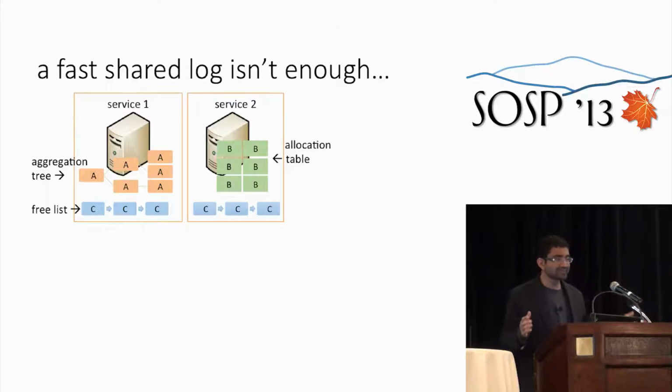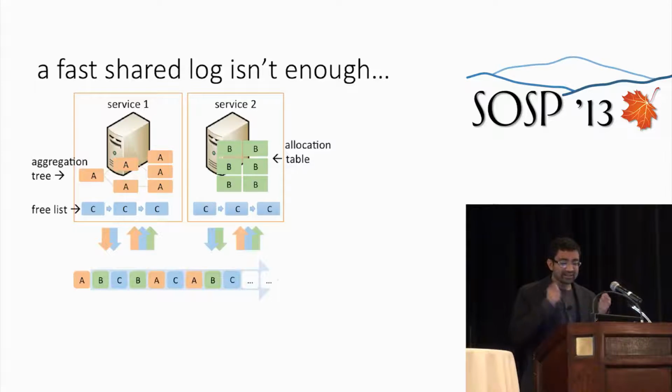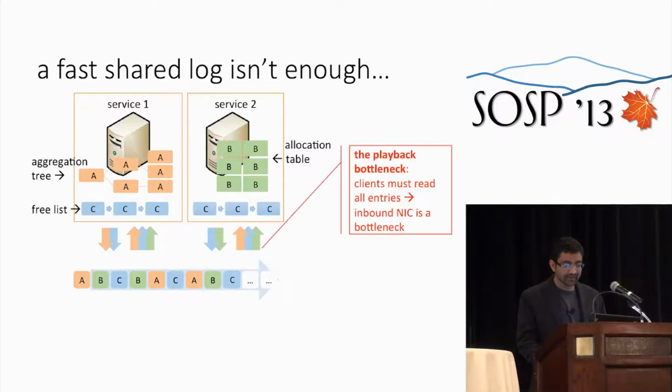Now the problem is, as I described Tango, all activity is going to go into the shared log, and each client is going to play the entire shared log. So service 1 is going to see updates belonging to B, service 2 is going to see updates belonging to A, even though they don't care about these data structures. So the way we get around this, what we call the playback bottleneck, is that we introduce a streaming abstraction.